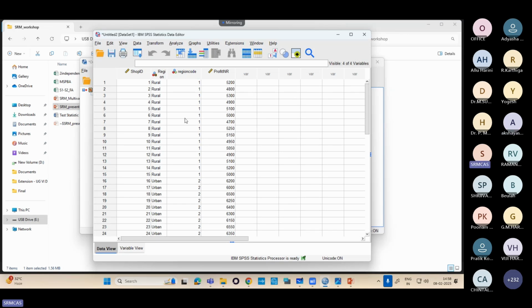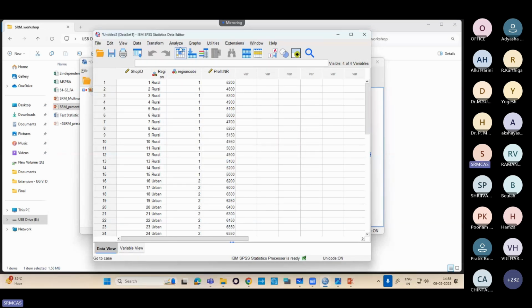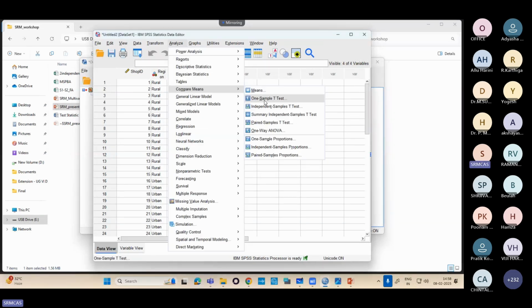Here we have the values for the profit of different shops in rural and urban regions. If one is called rural and two is called urban, then to check whether this profit is significantly different between the rural and urban regions, we can do a two sample test, like compare means and independent sample test.